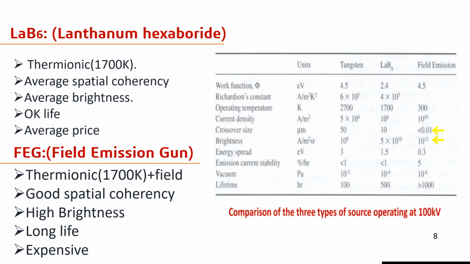Tungsten has a higher melting point than LaB6, and the lifetime of tungsten is 100 hours, LaB6 is 500, and the field emission gun is more than 1000.